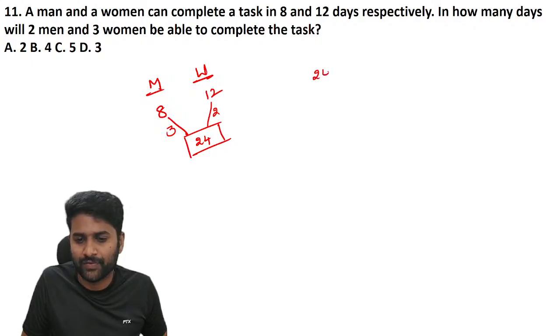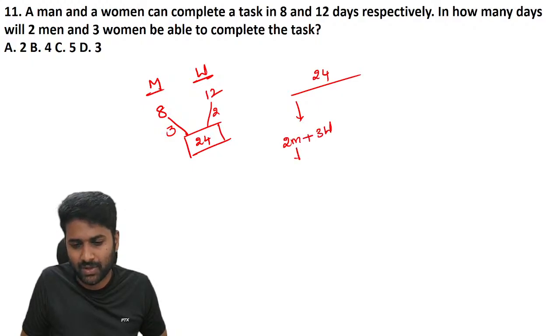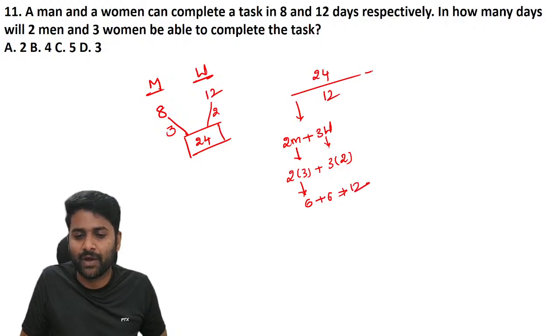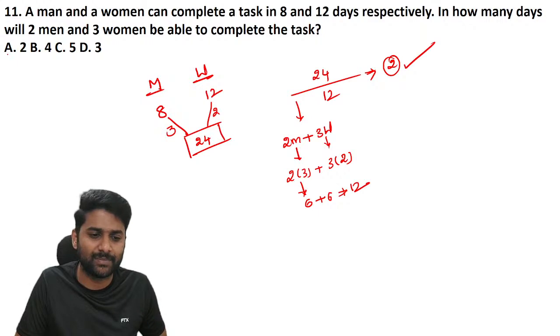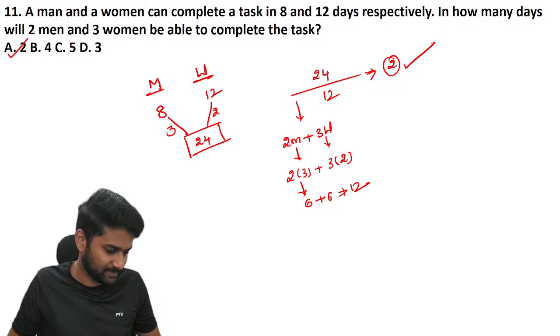Now we have to finish 24 units. We are assigning 2 men and 3 women. What is the efficiency of each man? 2 into 3. And the efficiency of each woman is 3 into 2. So here 6 plus 6 is equal to 12. So if you are assigning 2 men and 3 women, then the whole work is completed in 2 days.